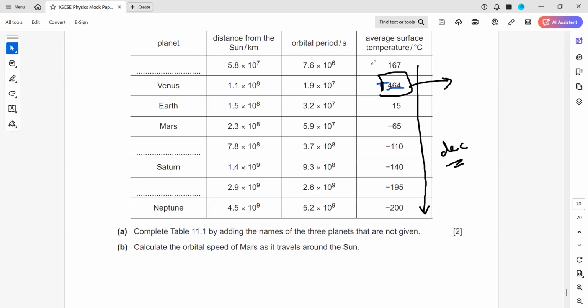So the correct answer for this one is the trend that it is decreasing except for Venus, which does not follow the trend. As we go further from the sun, the planet temperature is decreasing except for Venus. It is much hotter. And what may be a reason? Mainly greenhouse effects, or greenhouse gases might be there. A high percentage of greenhouse gases may result in this anomaly.